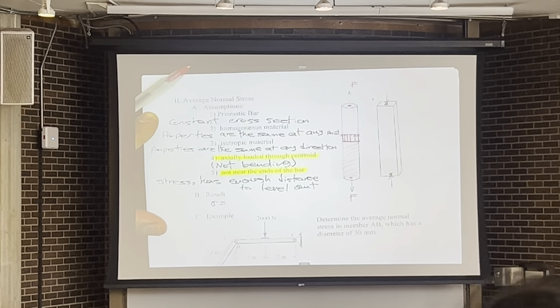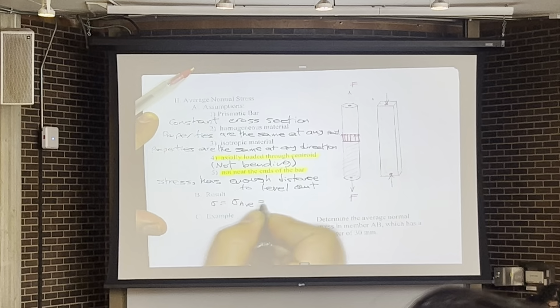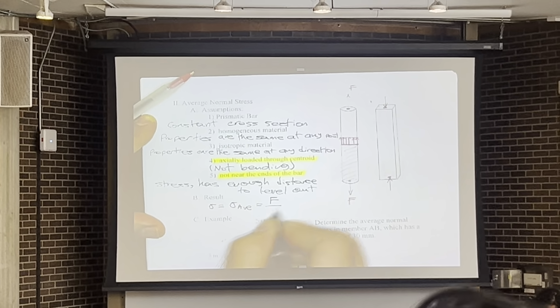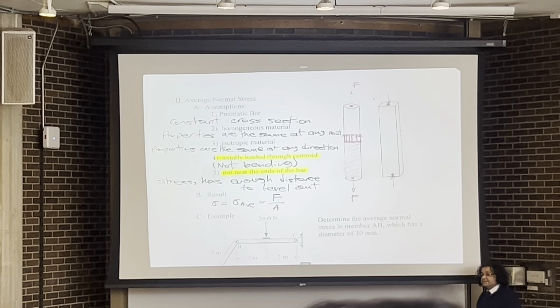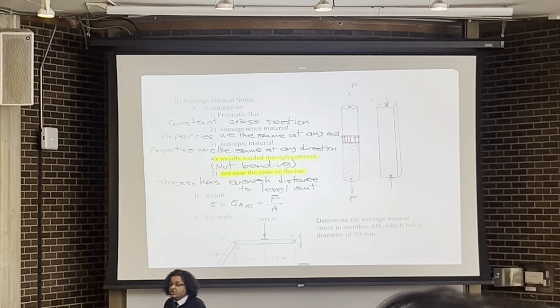In other words, in order to calculate the sigma for normal stress, I can say that that normal stress is going to be equal to the average normal stress, or in other words, it's simply equal to F, or force, divided by the area of the cross section. This is the simplest form of equation that we can think of for calculation of stress.